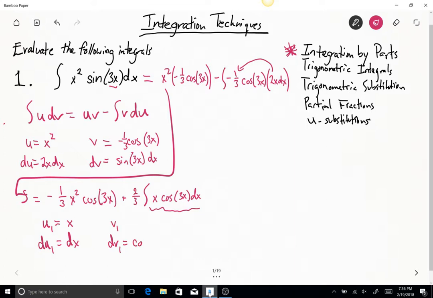So if we have cosine of 3x dx, the antiderivative of that thing should be 1/3 sine of 3x. Okay, so now we can take this, we'll have negative 1/3 x squared cosine 3x. Now it's plus 2/3 times whatever's inside this integral. So I'll put a big parentheses for that integral. We go u1 v1, so we get x, and then that 1/3 sine of 3x.